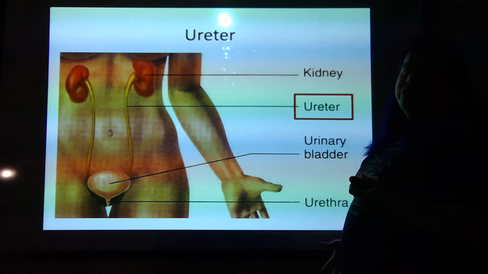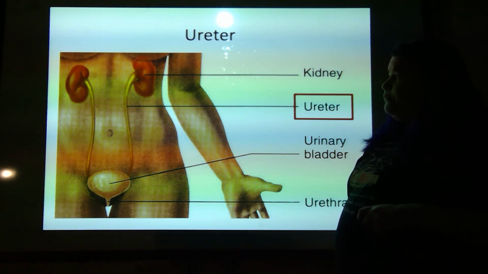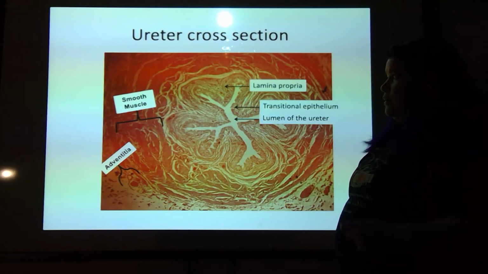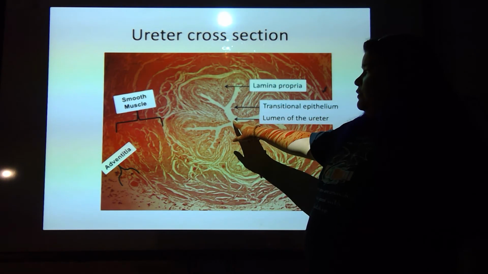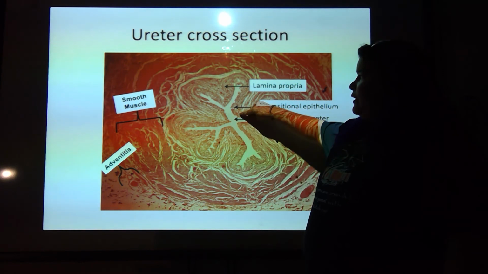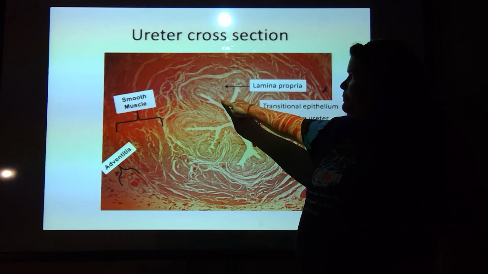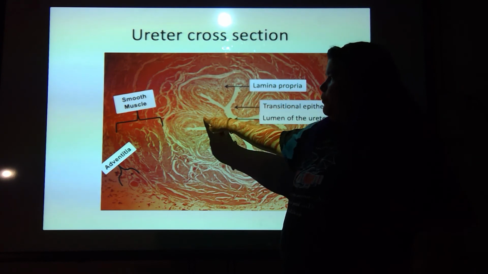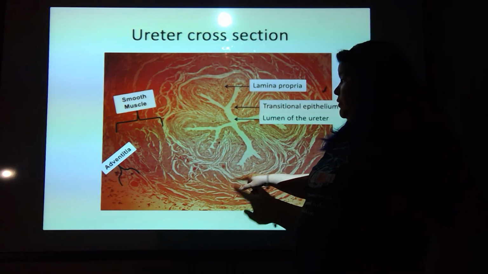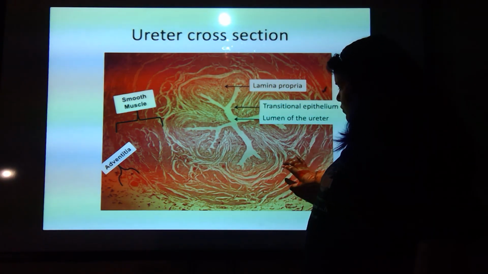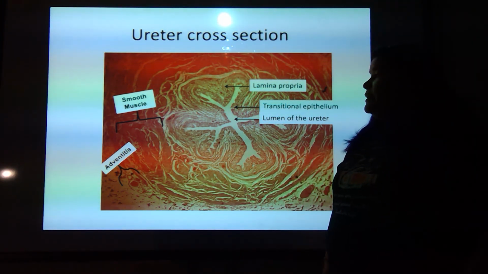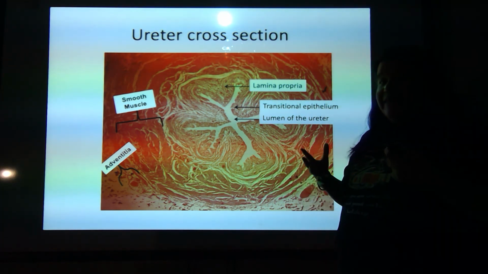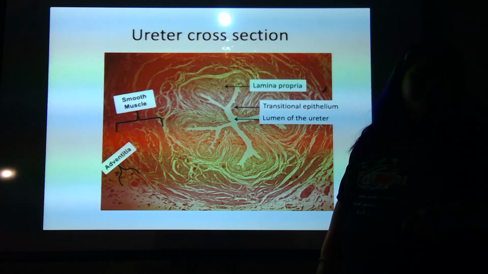Looking at the ureter under the microscope. Remember, this is a tube, right? So you've got the lumen, the hole in the middle. There's the lining, the transitional epithelium. Here's that lamina propria, the connective tissue right underneath the mucosal layer. Here's the smooth muscle. And then out here, all of this garnish is going to be your adventitia, that connective tissue that holds it together.